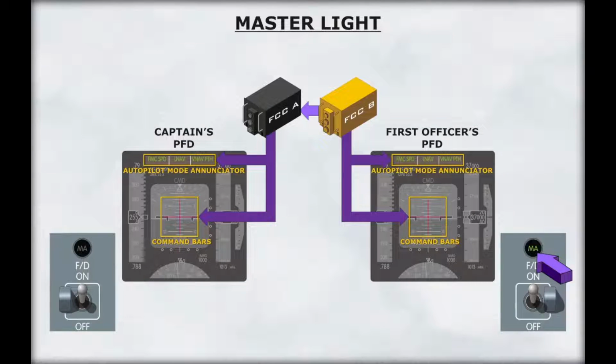The master, or MA light, illuminates to indicate that the associated flight control computer is the master computer. The master computer operates in the mode selected on the Mode Control panel. The master computer relays these modes to the other FCC. Each FCC drives its respective command bars and mode annunciator.